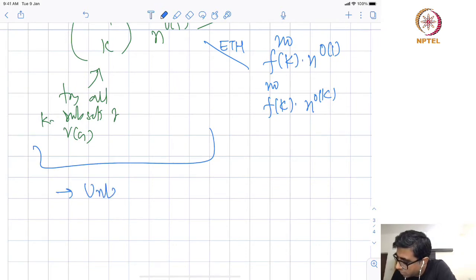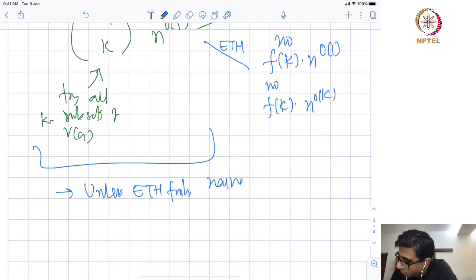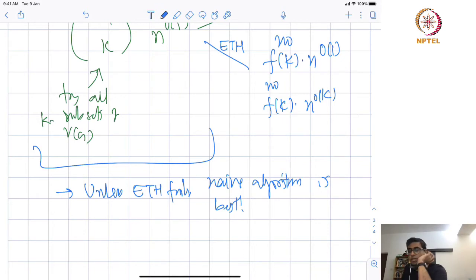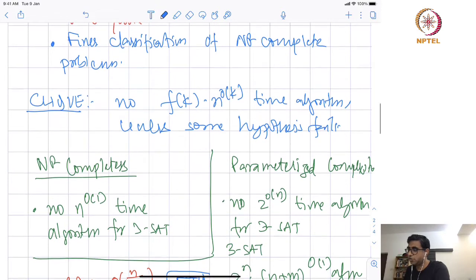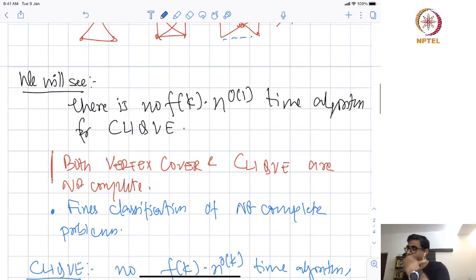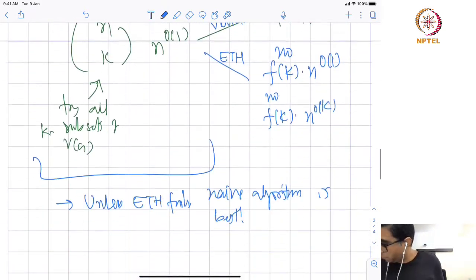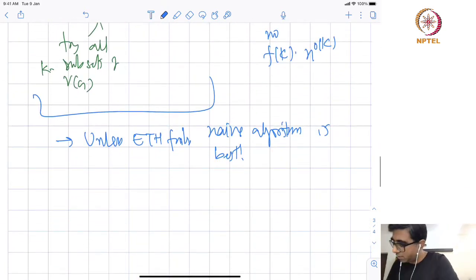So, what we can say is, unless ETH fails, the naive algorithm is best. So, assuming this hypothesis, if you assume a much stronger running time lower bound for the satisfiability problem, you can show much more qualitatively better lower bounds on problems which are NP-hard. But now I will change my track and look at the clique problem.